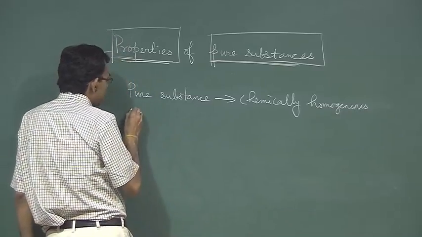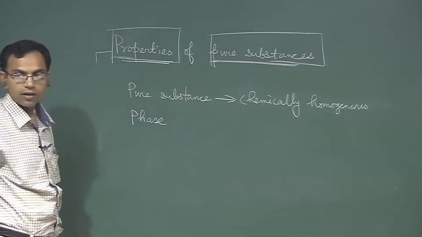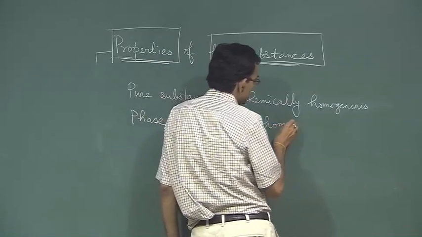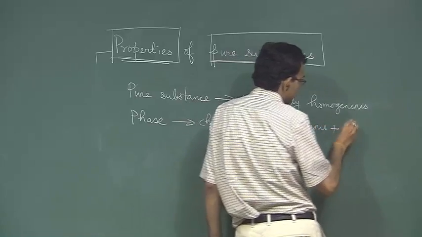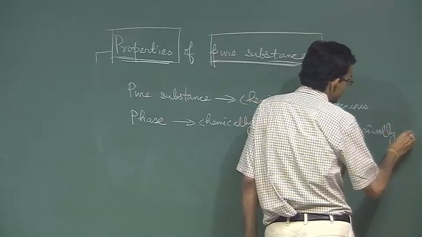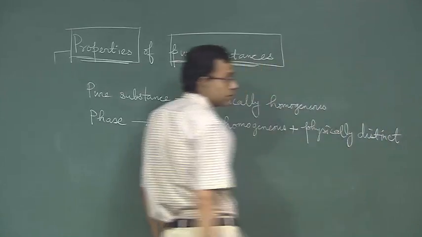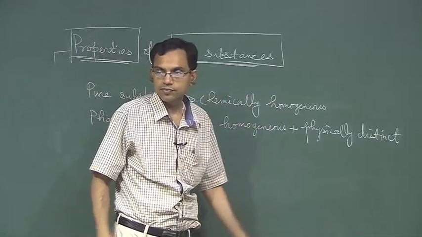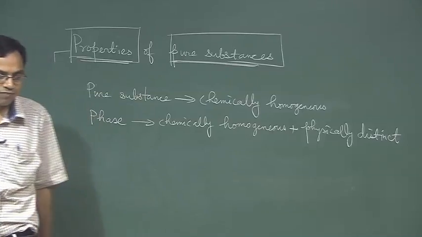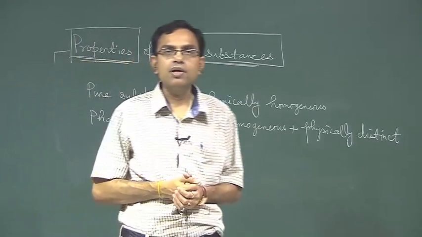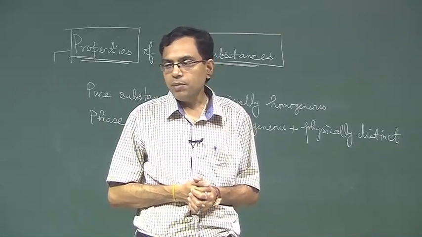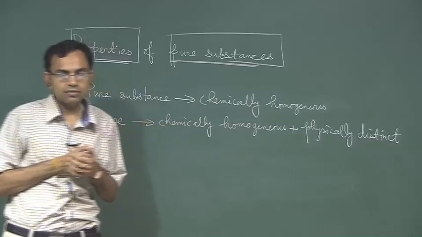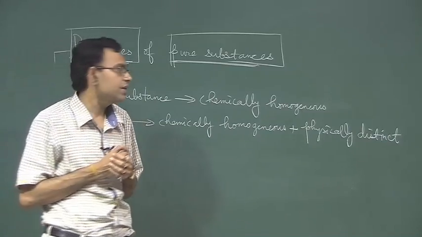On the other hand, there is a related terminology called phase. A phase is not only chemically homogeneous, but also physically distinct. This means that a pure substance can exist in various phases. When we discuss thermodynamics, there are many substances we discuss, but let us consider two common examples, air and water. Air and water are two very classical fluids which we commonly deal with in thermodynamics.